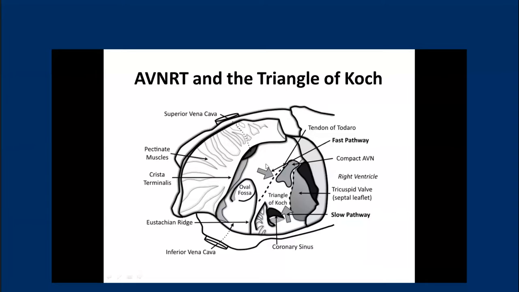And they have different properties: the fast pathway conducts in a rapid manner but has a longer refractory period, allowing it to form a reentry circuit from impulses that have been conducted through the slow pathway. And the tachycardia mechanism is sustained by reentry of the electrical impulse between these two tissues. The triangle is formed, as you can see, by the AV node, the septal leaflet of the tricuspid valve, and the coronary sinus. And this anatomic location is important because that's what guides the ablation of these arrhythmias.